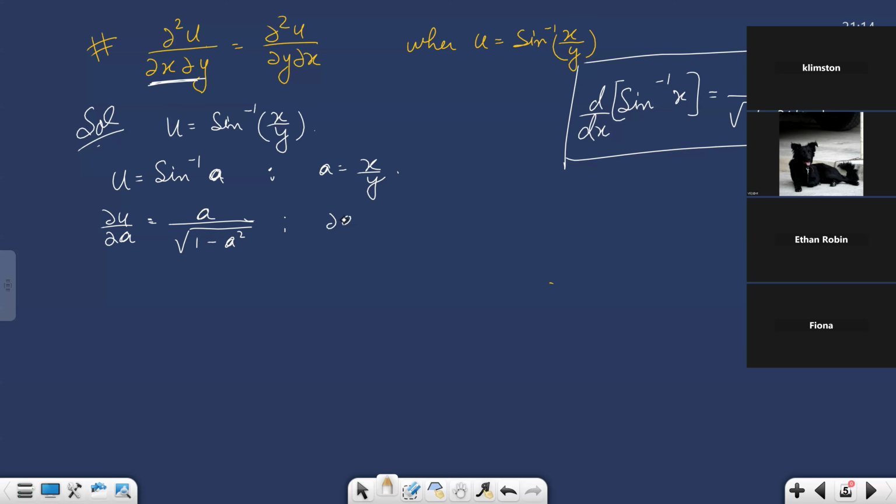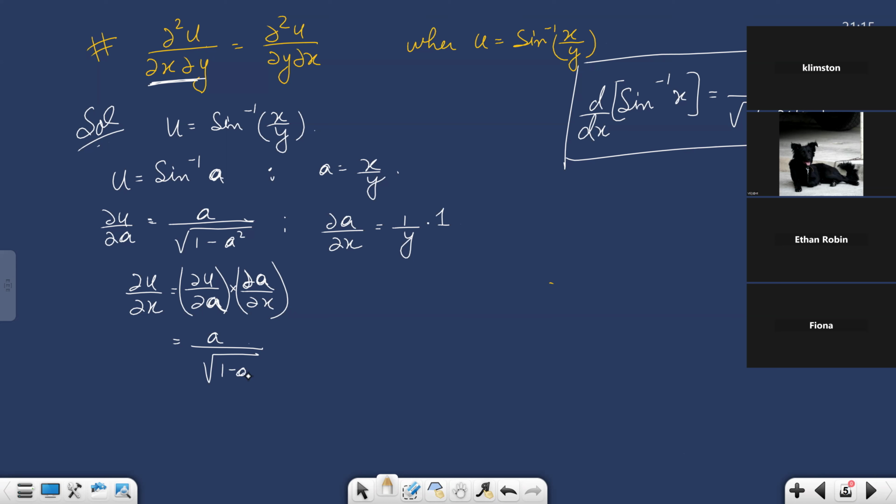And the next one is del a by del x, and that x derivative is 1 by y. So हमको क्या चाहिए? del u by del x चाहिए. तो चेन रूल में क्या करते थे? ये करते थे. So this is the first part, this is the second part. Multiply करेंगे. So this part is known to me, 1 upon under root of 1 minus a square, and this part is known to me, 1 by y.